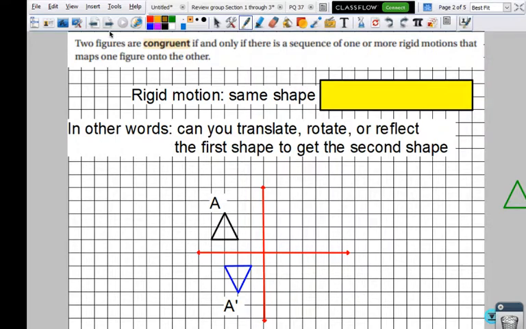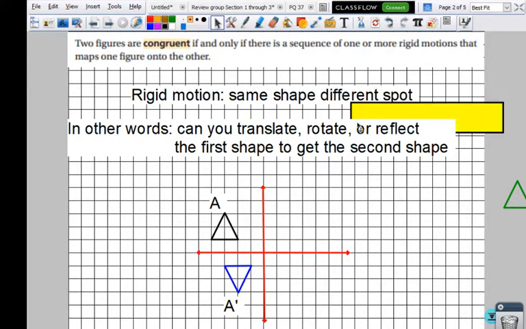So, what we are doing today is we are looking at congruent figures, which we've actually done before. But we're going to keep working with it. Two figures are congruent if and only if there is a sequence of one or more rigid motions that maps one figure onto the other. Or, in other words, can you translate, rotate, or reflect the first shape to get to the second shape? And remember, rigid motion means it's the same shape, but in a different spot.